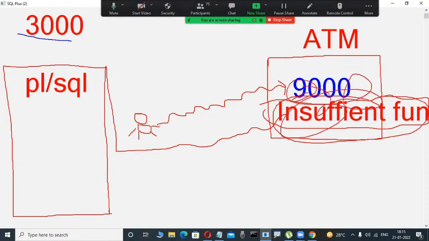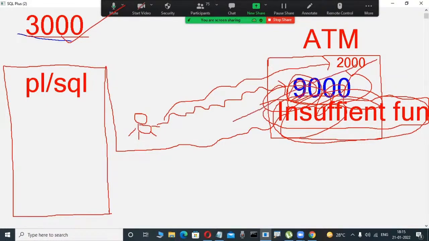Again, another scenario. For example, now my balance is 3,000. Suppose I insert my ATM card and try to withdraw 2,000 rupees, for example. Now it is possible. Why? Because my balance is 3,000, and 2,000 is less than 3,000. That's why this withdrawal is possible. We are withdrawing the money, 2,000 is possible in this example.